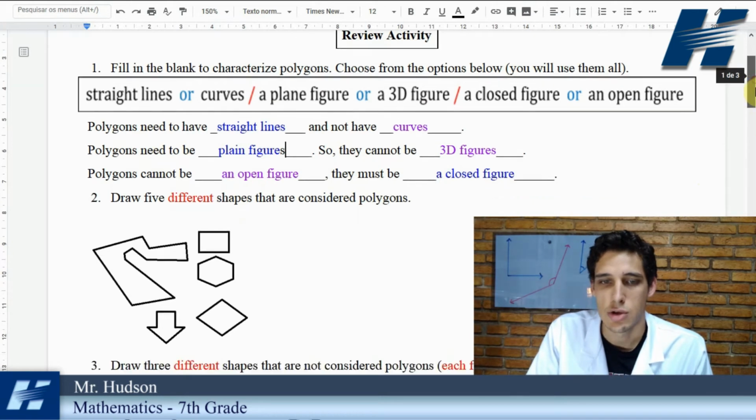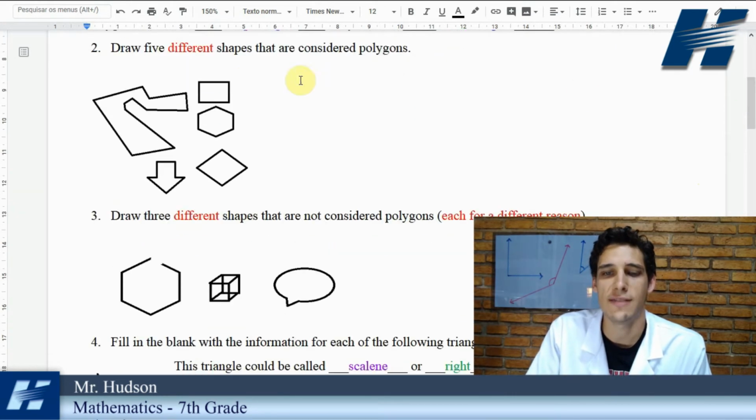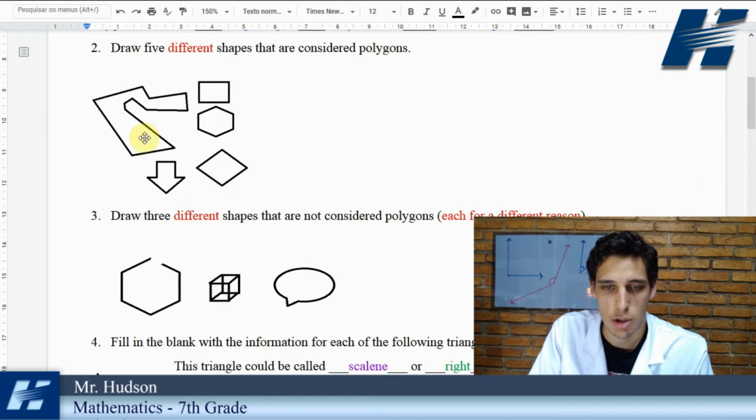Alright. So draw 5 different shapes that are considered polygons. Here you have my examples. I just drew them real quick. All of them are closed. All of them only have straight lines, and none of them is 3D. Alright.